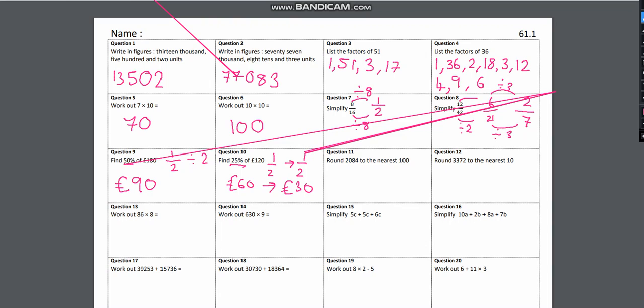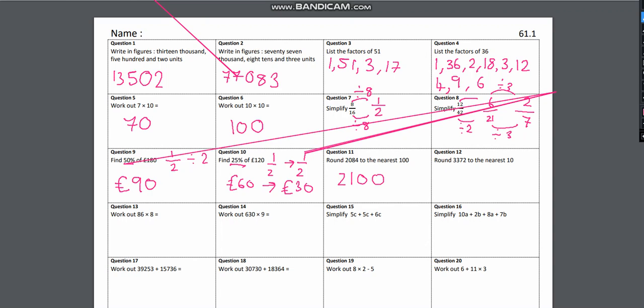Next one says round 2084 to the nearest 100, okay? So basically that's this column here, isn't it? We've got our thousands, we've got our hundreds, we've got our tens, and we've got our units, okay? So we're currently on a 0 in our 100 column. But if the number after it is above 5, that means we're going to have to round up. If it's below, we can stay the same. So this time we're going to have to round our 0 up to a 1 because the next number, which is an 8, is above 5. So that leaves us with 2,100.